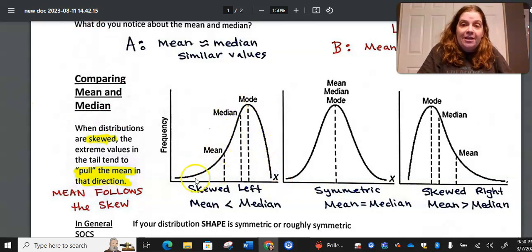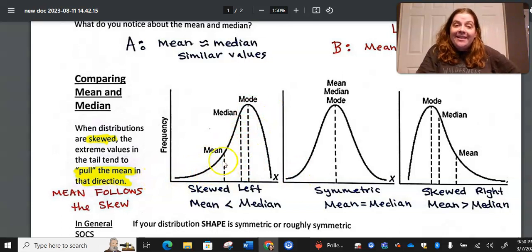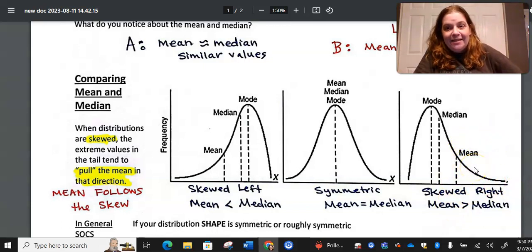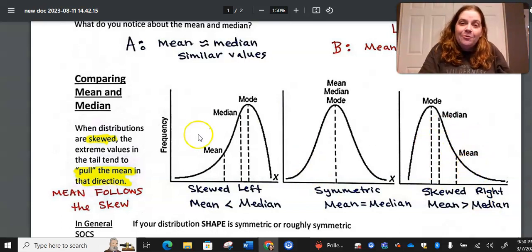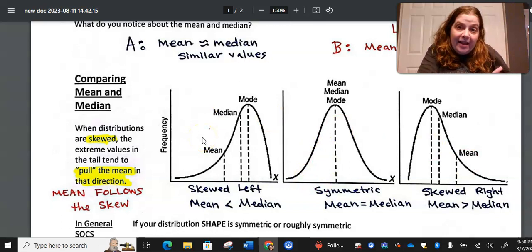So in a situation like here on the left, this is skewed to the left. We've got that tail over there on the left. And what we would see is that the mean would end up being to the left of that median. And when I have this one on the far right that's skewed to the right, the mean follows that skew. So when it's skewed to the right, the mean ends up to the right side of that median. So the mean is greater than the median when it's skewed to the right, because the mean is literally on the right, on the number line. And when it's skewed to the left, the mean is literally on the left. So it's following that skew, so the mean is actually less.